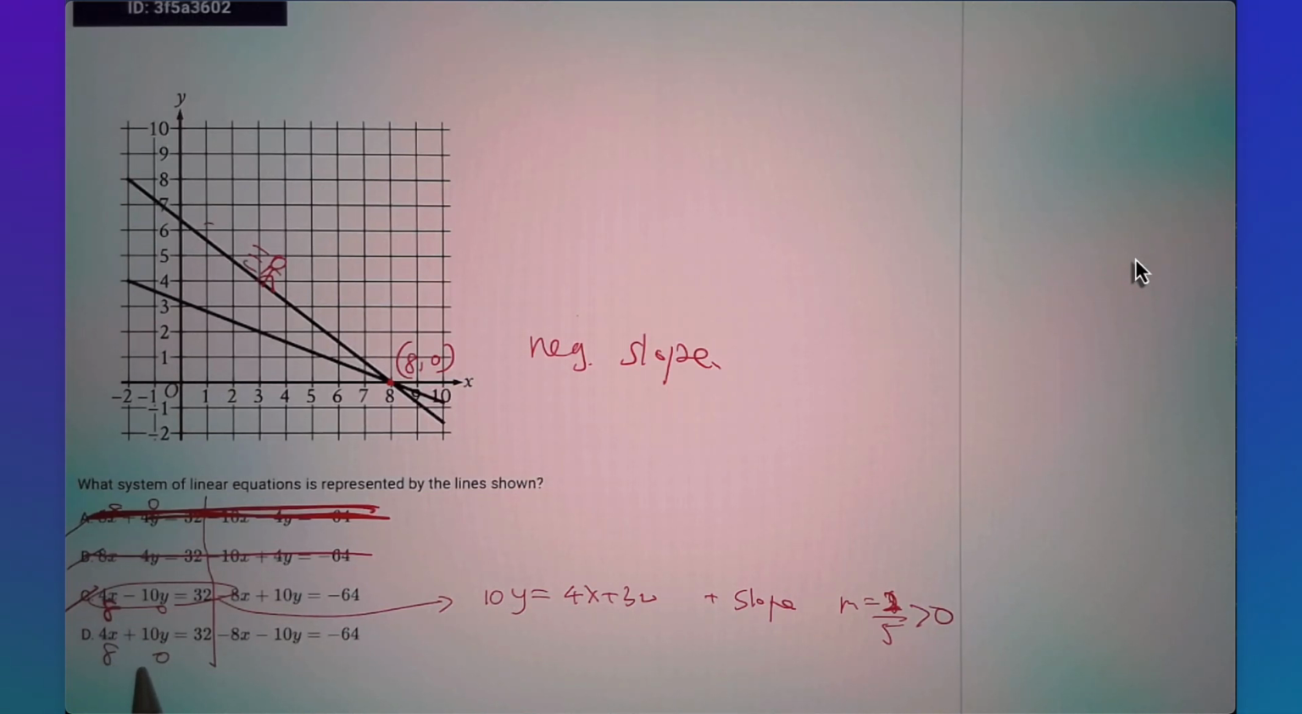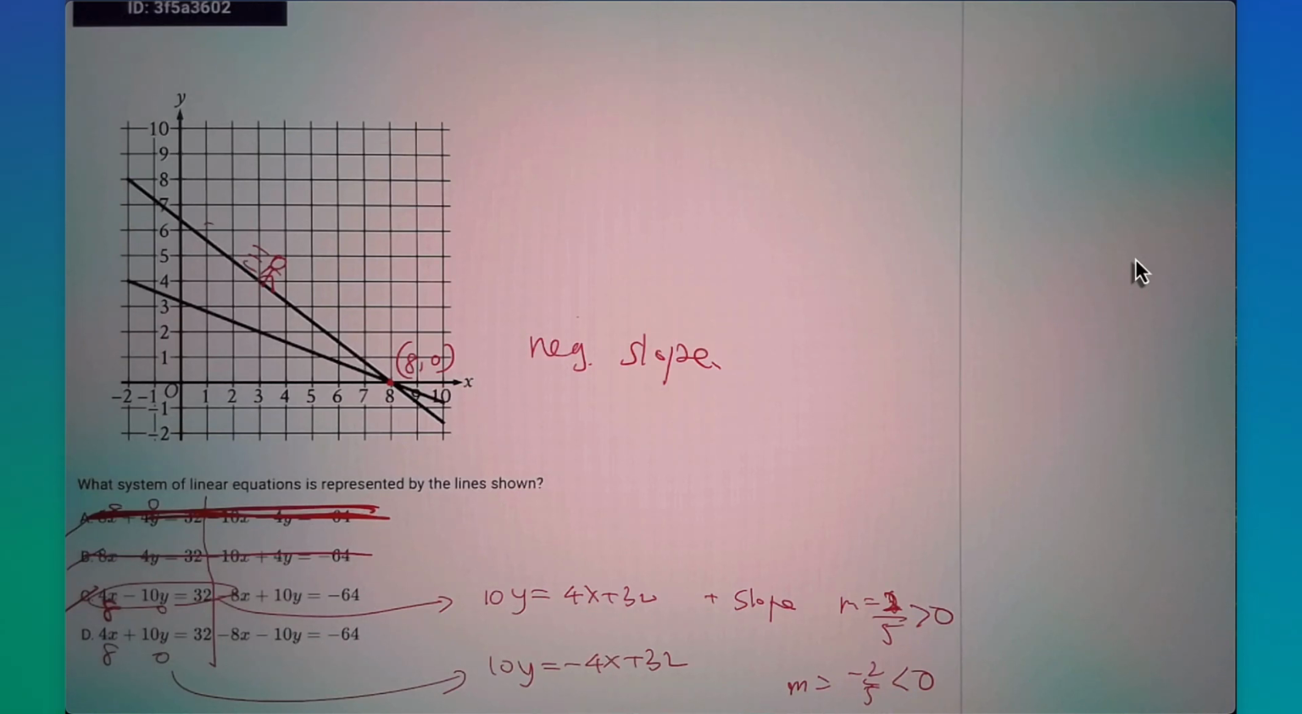If you subtract 4x on both sides, you get 10y is equal to negative 4x plus 32. Now, of course, the slope will be negative 2 over 5, and that matches our graph.